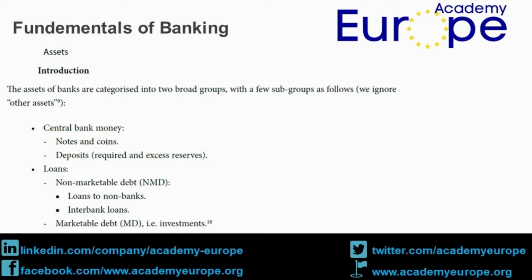Assets. Introduction. The assets of banks are categorized into 2 broad groups, with a few subgroups as follows. We ignore other assets. Central bank money: notes and coins; deposits, required and excess reserves. Loans: non-marketable debt, NMD; loans to non-banks; interbank loans. Marketable debt, MD, i.e. investments.